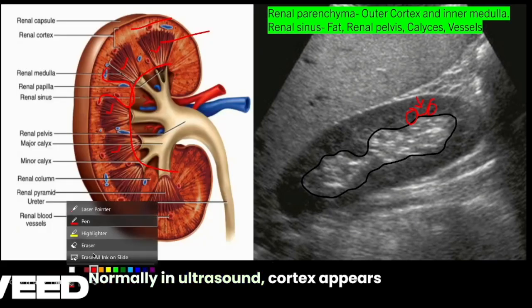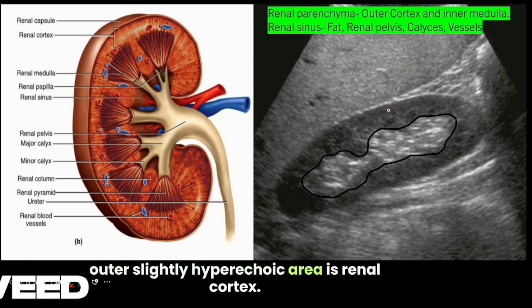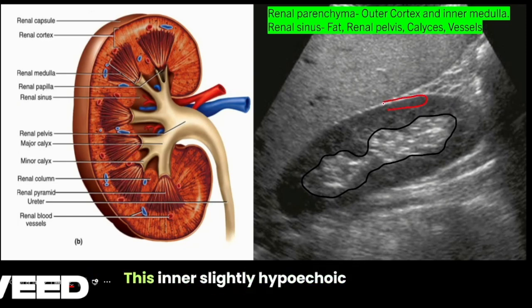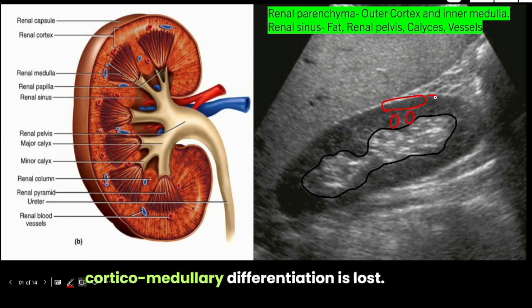Normally in ultrasound, cortex appears slightly hyperechoic than medulla. You can see in this image, this outer slightly hyperechoic area is renal cortex. This inner slightly hypoechoic area is medullary pyramids. In chronic kidney disease, this corticomedullary differentiation is lost.